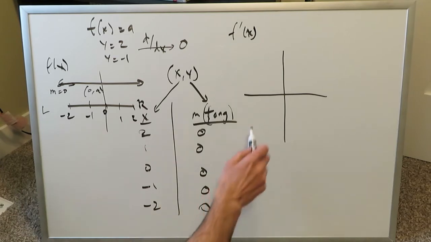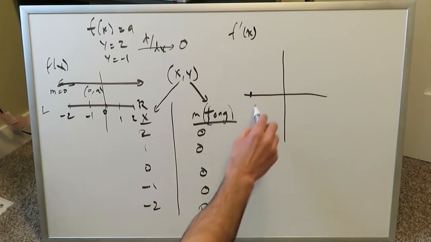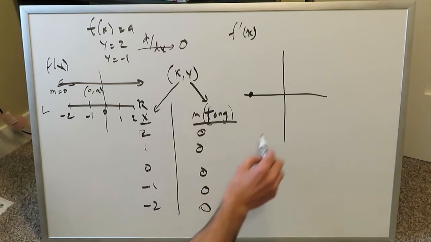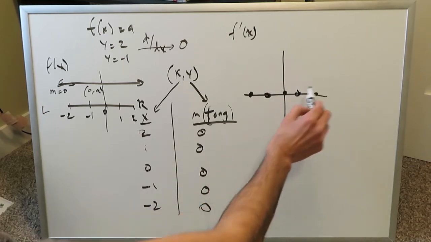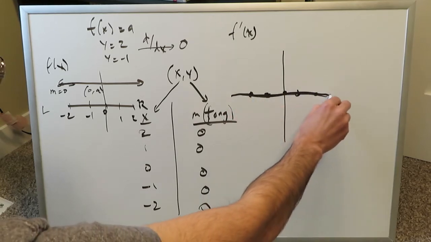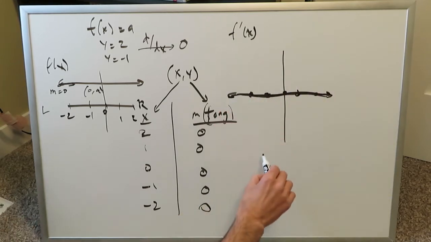At minus 2, I have a 0, so that's minus 2 comma 0, and I'll put a dot over here. Minus 1 comma 0 right here, 0 comma 0, 1 comma 0, and 2 comma 0, and my derivative ends up being exactly what it is.